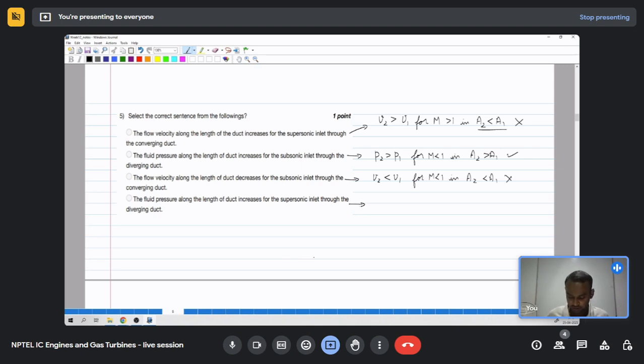The fluid pressure along the length of the duct increases. P2 greater than P1 for supersonic flow, Mach number greater than 1 through a diverging duct. So A2 is greater than A1. For a diverging duct and Mach number greater than 1, it will act as a nozzle where the pressure head decreases. So this is wrong. So we have only one right answer.